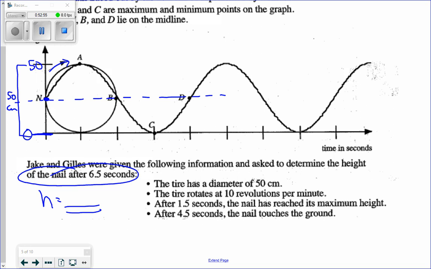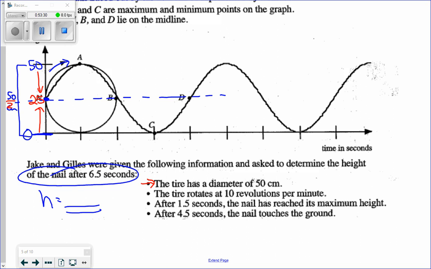What does it also then give us? Half. So 25. Right? Half of 50 is 25. So if I go 25 this way and 25 that way, there's my midline. So that one sentence right here gave us the maximum, the minimum, the midline, and the amplitude. A whole thing in one sentence. Doesn't take much. The tire rotates at 10 revolutions per minute.